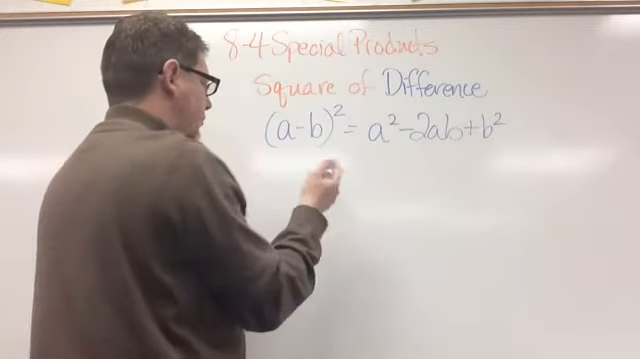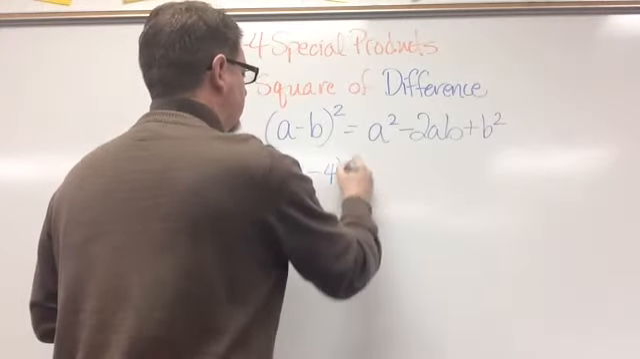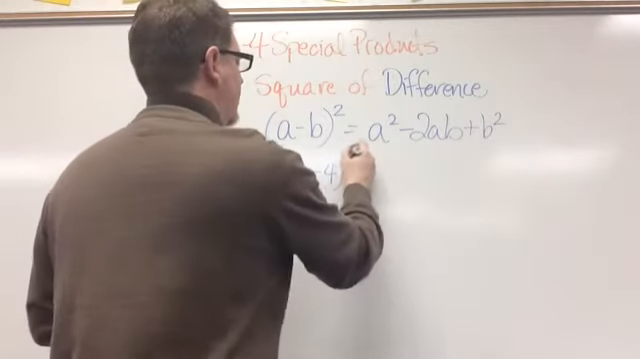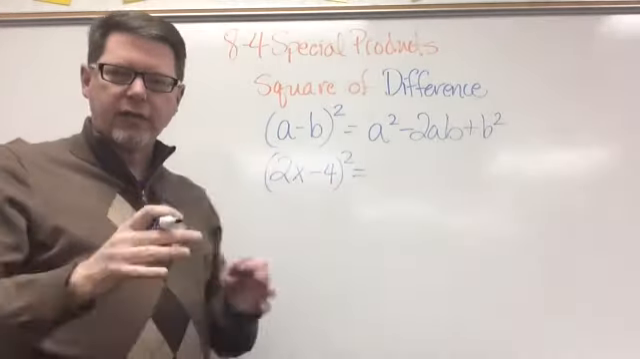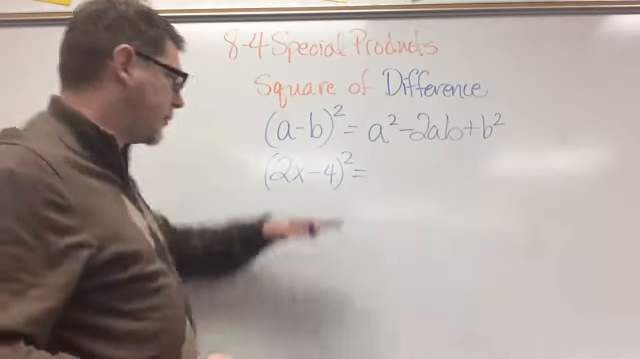So now let's use a real example. Let's do 2x minus 4 squared. Again, 2x minus 4 times 2x minus 4. Do a FOIL if you want to, but I'm going to do the shortcut.